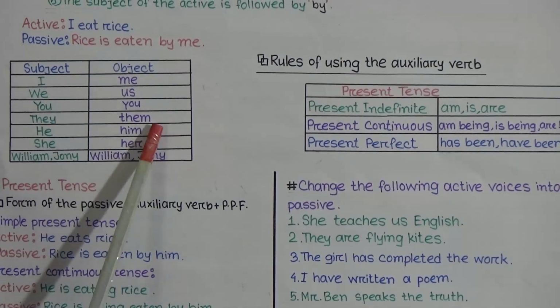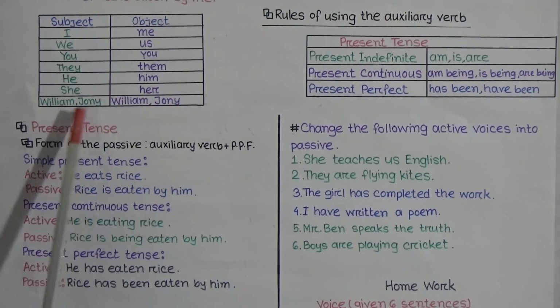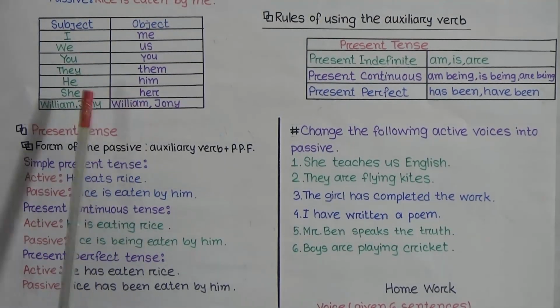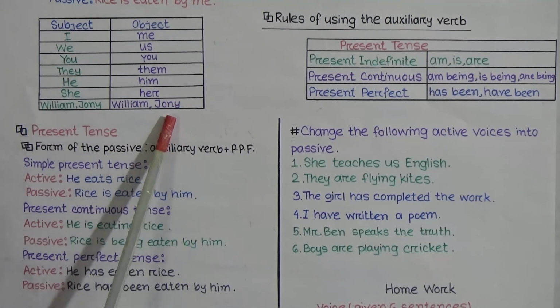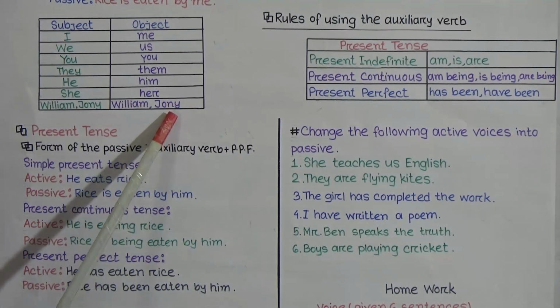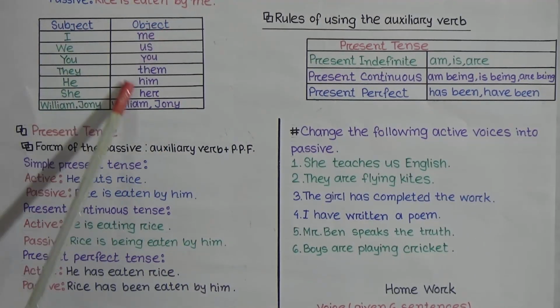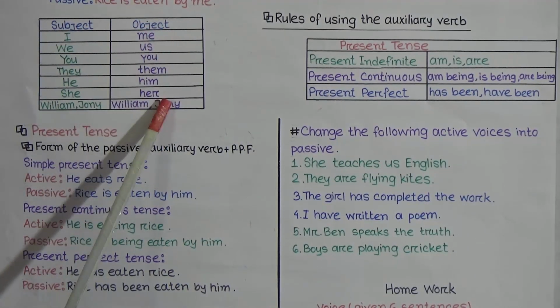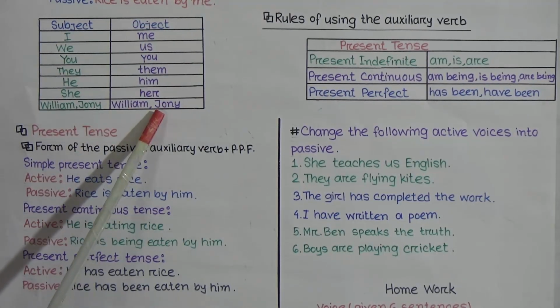"They" will be "them." "He" will be "him." "She" will be "her." And here William will be William, Johnny will be Johnny. For a name there will be no change while making it passive. So if you find these pronouns, you have to change them as object in passive voice like this, and for a noun there will be no change.